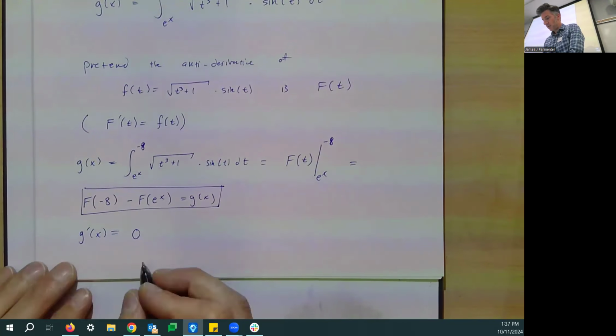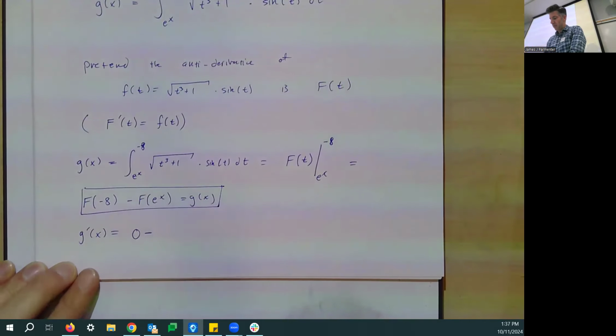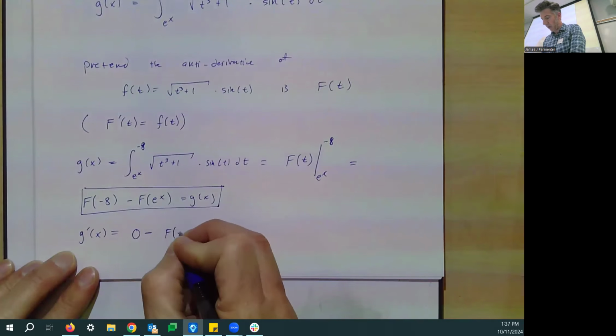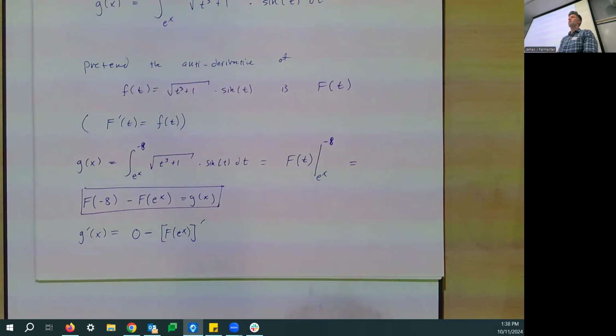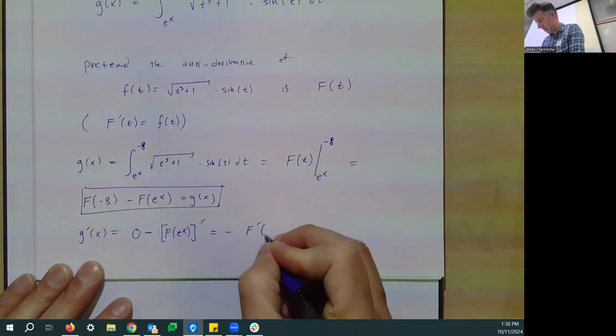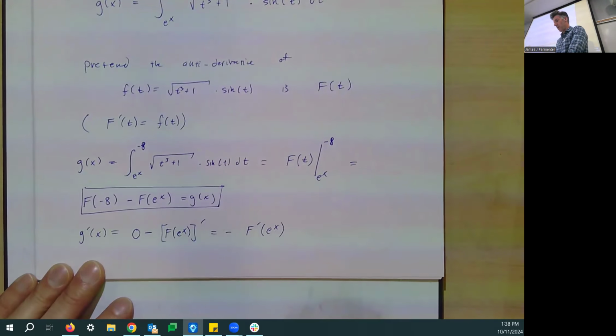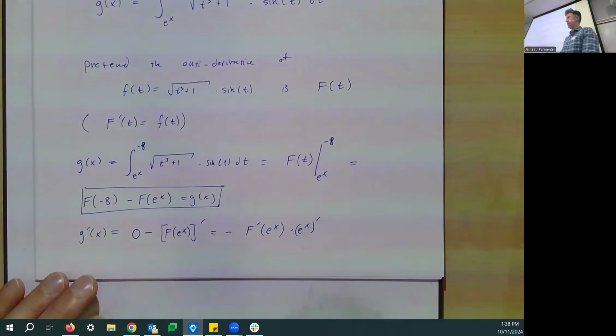And then minus, we're going to take the derivative of this piece. So I'm going to take the derivative of capital F of e to the x. That looks like a chain rule. I have a function of a function. And when I'm taking the derivative of a function of a function, I have to take the derivative of the outer function, leave the insides alone, and then multiply by the derivative of the insides. I should have picked something other than e to the x. Oh, well.